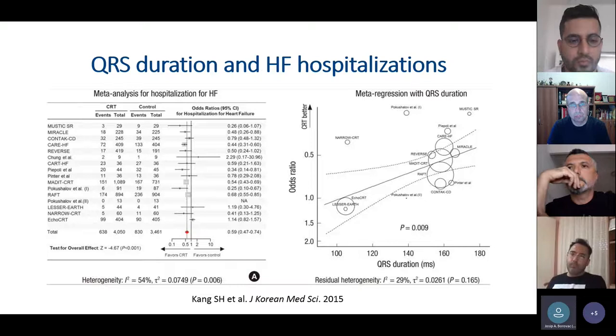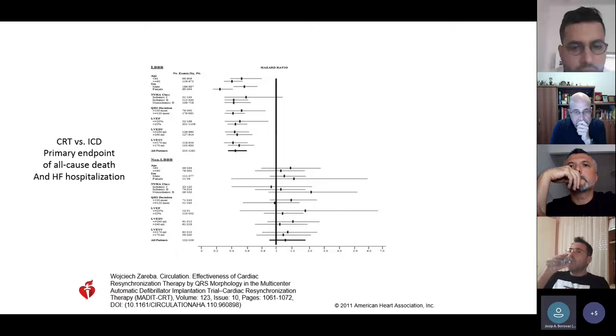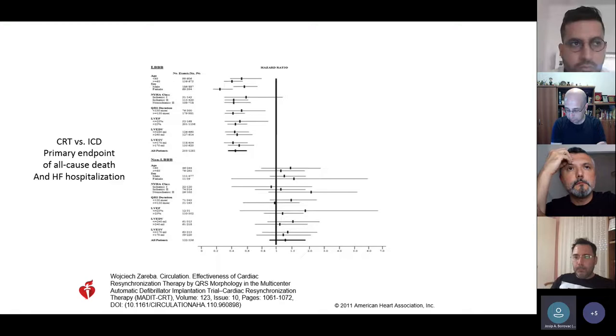This is a similar image showing that when we consider the morphology, left bundle branch block morphology is the one associated with the greatest benefit. As we can see in this meta-analysis, a much greater benefit than if you have non-left bundle branch morphology. So morphologies also do matter, and left bundle branch morphology seems to have the best outcomes and best level of response compared to other atypical or non-LBBB morphologies.